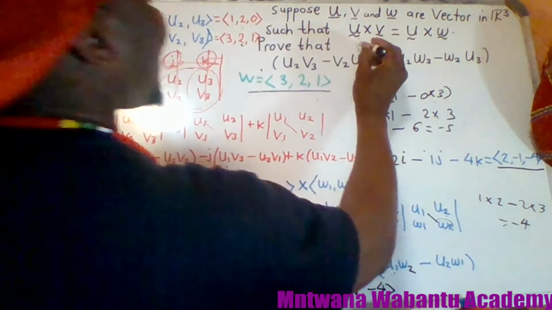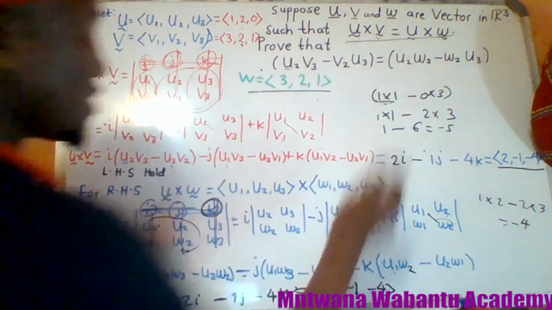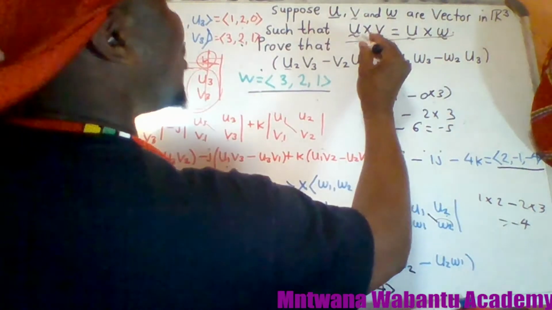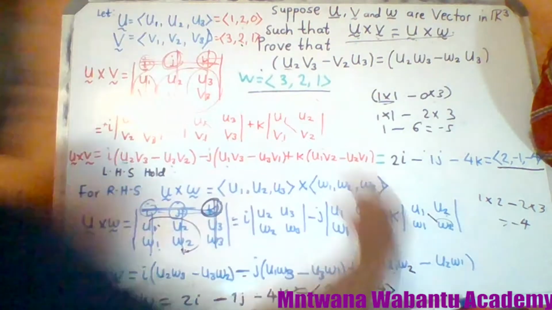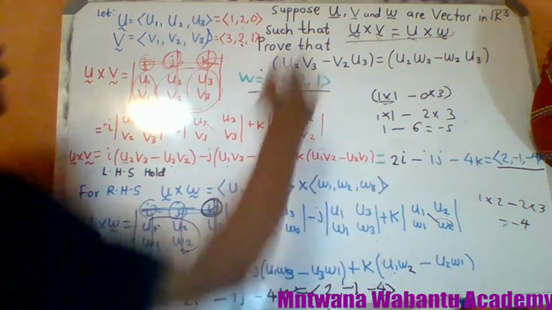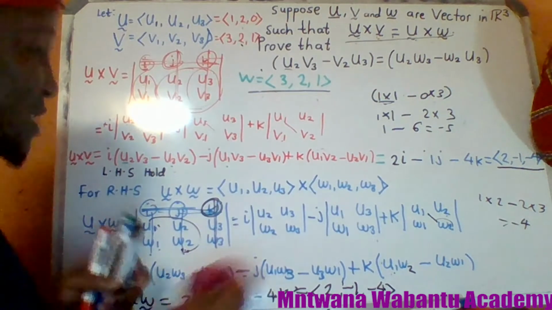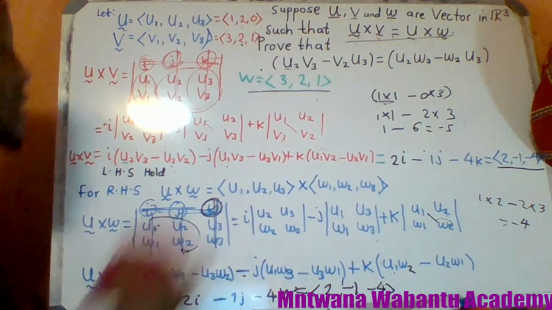So now we want to prove here using the same coordinates. For the first part here we have proved that U cross V equal to U cross W. We're done already. So we can prove the second part by just substituting. That one is done, so I'm going to just erase this because we have already proved it.